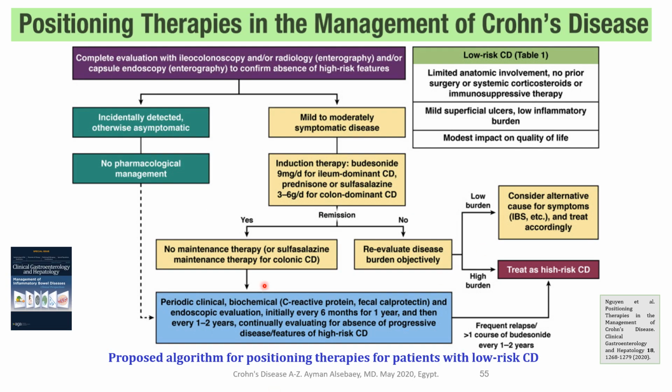Also here, this is a new paper published in Clinical Gastroenterology and Hepatology, positioning therapy in the management of Crohn's disease. This is the algorithm also, it is the same. Number one, I will do a complete evaluation of the patient to find if he is high risk or low risk. High risk patient, we know its criteria. Here the disease is mild to moderate and at the same time low risk. If it is confined to the ileocecal region, I will give budesonide. If it is in the colon, I will give either prednisolone or the weak drug sulfasalazine.